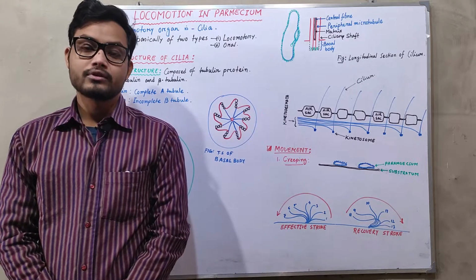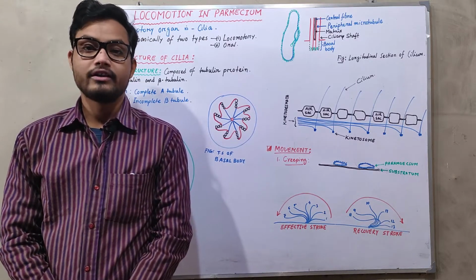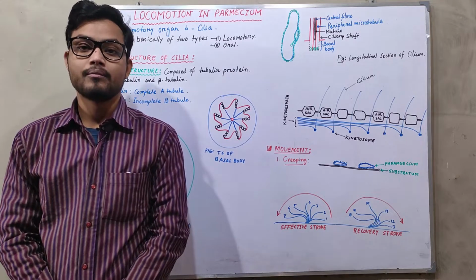Cilia are the most important locomotory organ in case of Paramecium and many other protists.